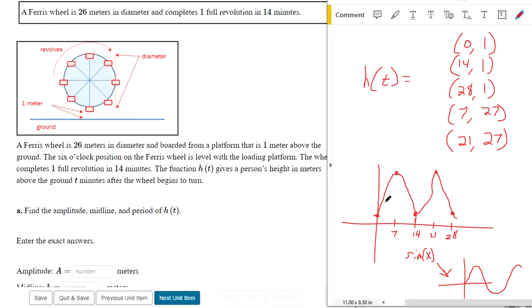So an amplitude of a sinusoidal function like the graph that we have here is how high or how low we go from the midline. So I'm just drawing a rough sketch of where the midline might be. Okay.